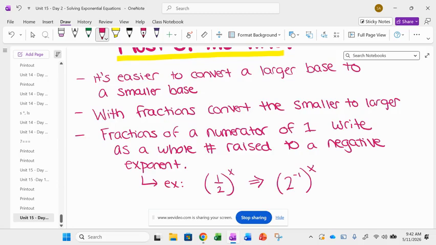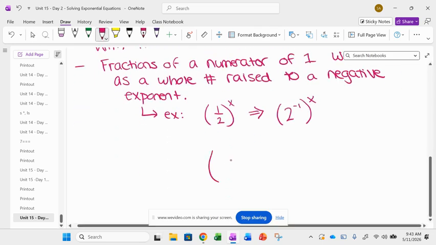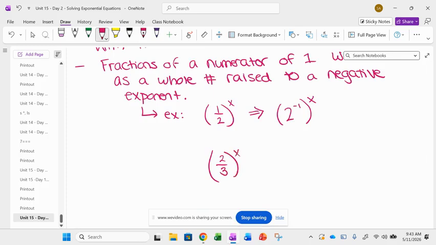Why is it only helpful if the numerator is 1? Like, if I have 2/3 raised to the x, why isn't it helpful to make it a negative? Exactly, because if my numerator is not 1, if say I have 2/3, and I make this a negative exponent, then it's just going to be 3/2 raised to the negative first, raised to the x, which is still making me have a fraction. So it's only helpful to change to a negative exponent if that's going to take away the fraction for me.